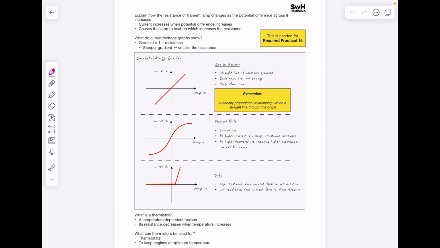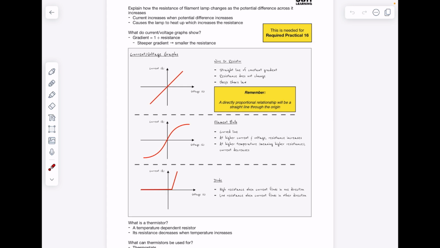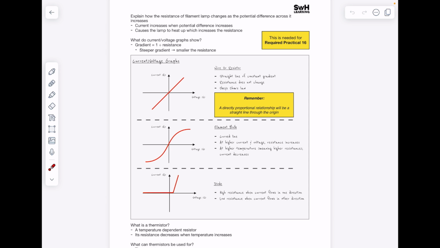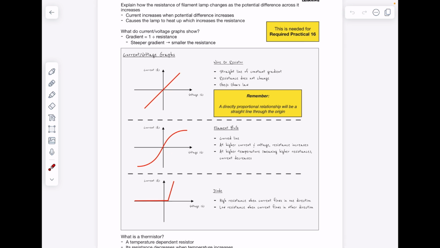Now, this required practical is all about constructing appropriate circuit diagrams in order to investigate the current-voltage characteristics of various components, including our filament lamp, a diode, and a resistor at constant temperature. So I'm going to show you past paper questions because I think that's the most straightforward way of teaching you this. Let's just have a look though at the kind of graphs we could expect to produce having carried out an investigation into how current and potential difference are related in these various components.